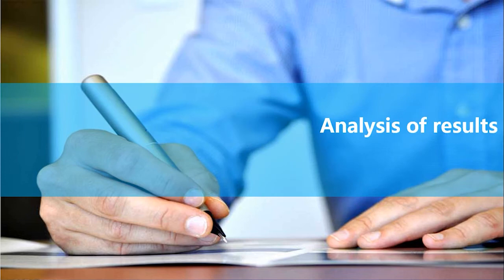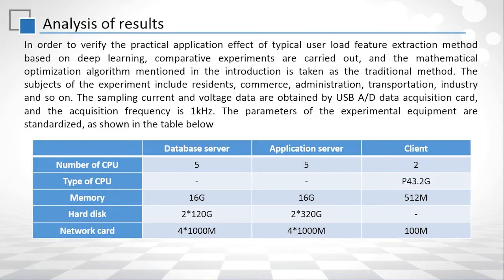The third part is about the analysis of results. In order to verify the practical application effect of typical user load feature extraction methods based on deep learning, comparative experiments are carried out, and the mathematical optimization algorithm is taken as the traditional method. The parameters of experimental equipment are standardized, as shown in the table below.